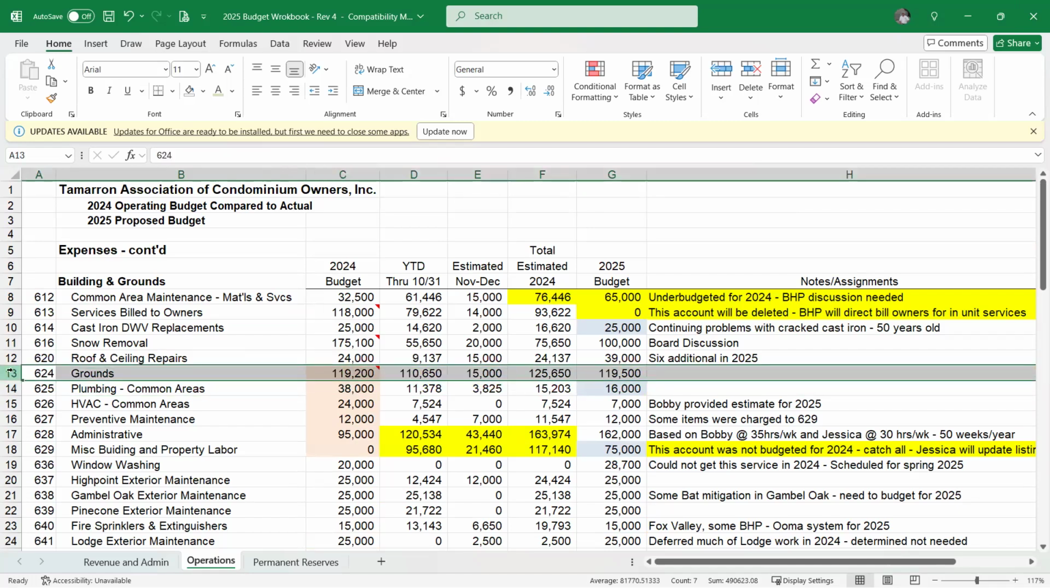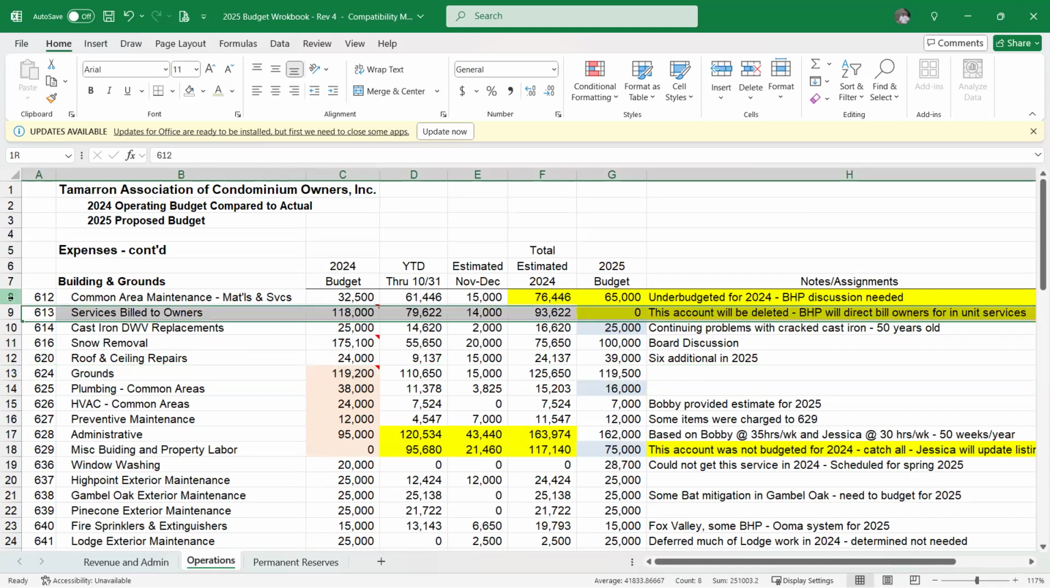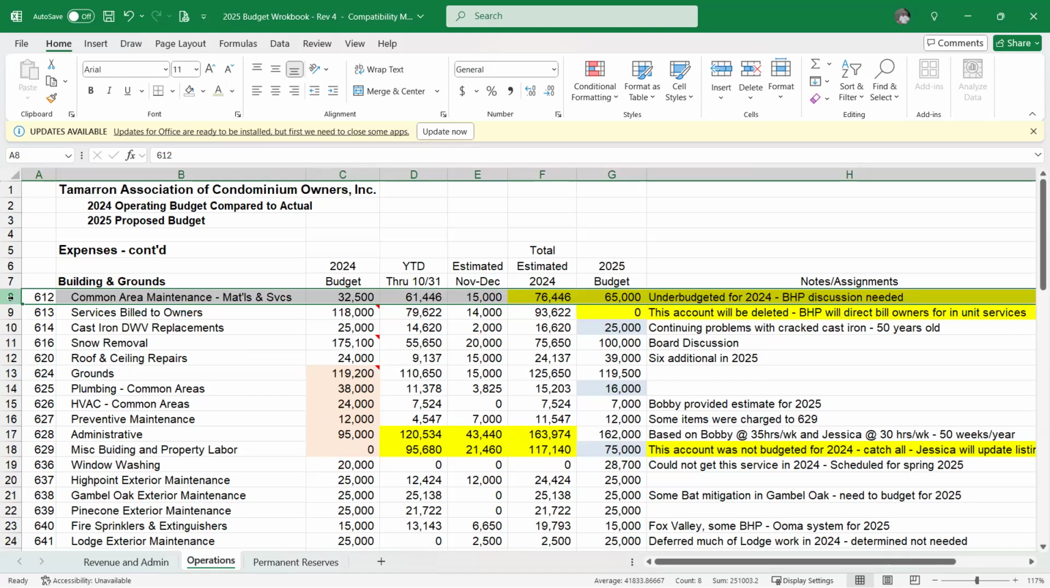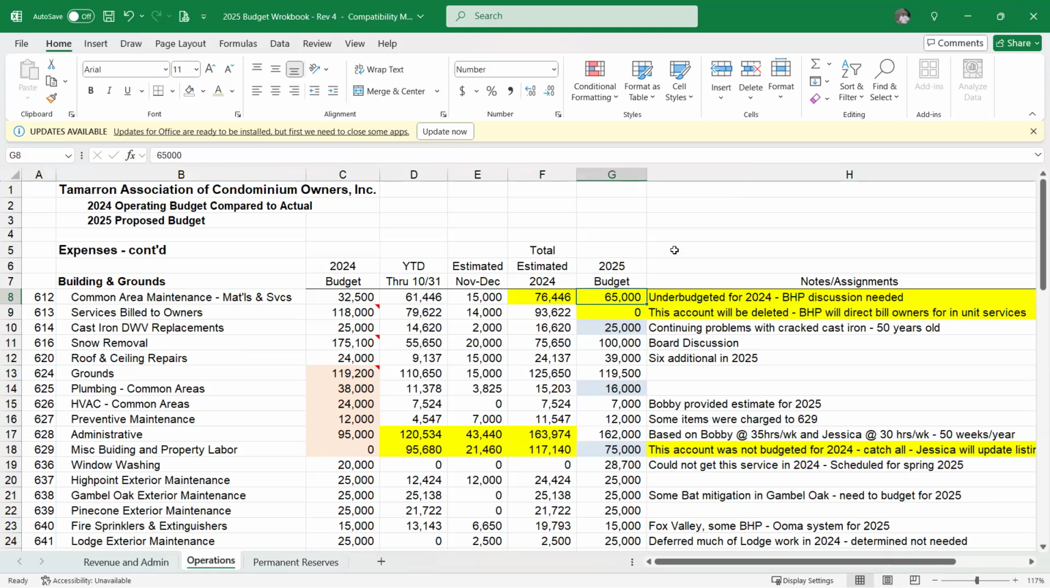Okay, but let's make sure we're doing this in the right place. 624 is BHP grounds labor. If we're talking about Scott's, it needs to go up here. Would you put that note on the side, Joe, so that I remember where we put it? So do you want to put another 10 grand in here? Yeah, and then just make a note or a comment.